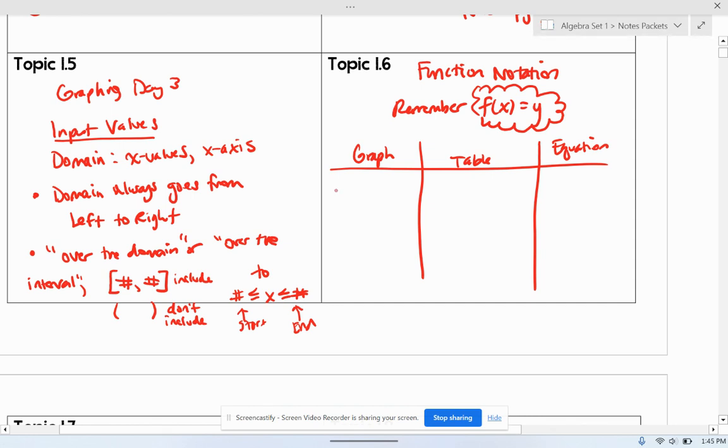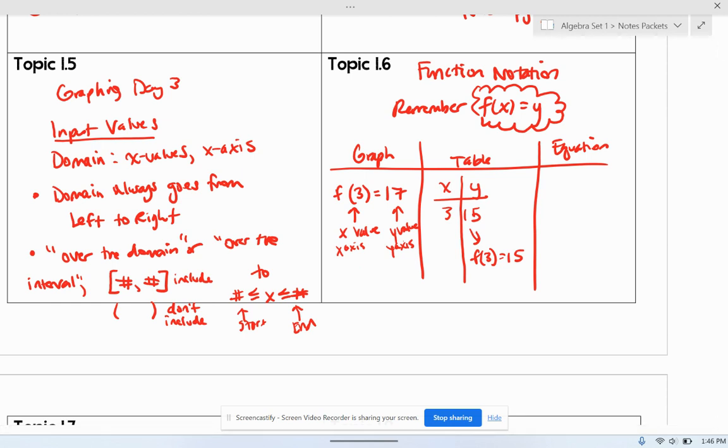Here we go. On the graph, let's say you had something that looks like this. F of 3 equals 17. This is the X value. This is the Y value. And you can find him on the X axis. You can find him on the Y axis. In a table, you would have your X's and your Y's listed like this. Okay? And let's say you had a 3 here and you had a 15 here. This would be written in function notation as f of 3 equals 15.